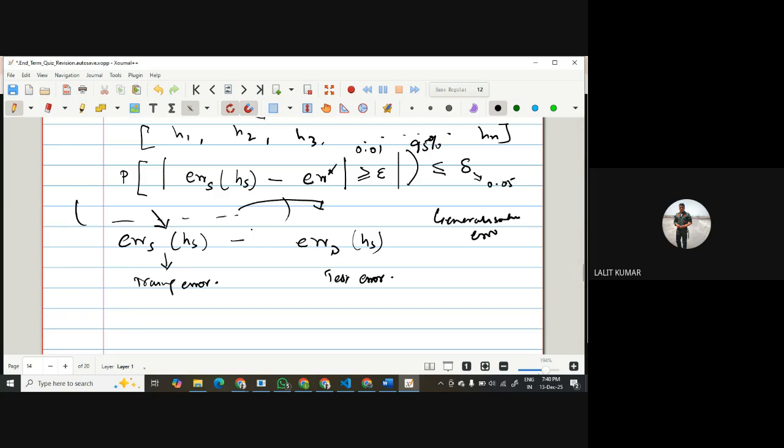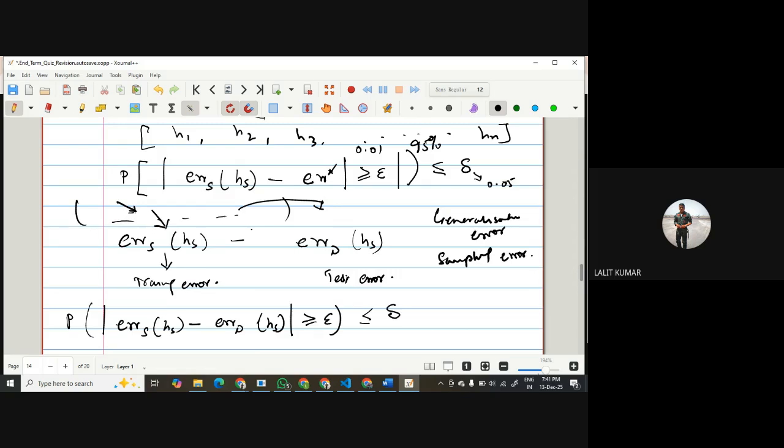This error is also known as sampling error, because if I collect incorrect samples in my training data set, then this will increase. And what did I achieve? I achieved that the probability of this error, R_S(h_S) minus R_D(h_S), is greater than epsilon. This I want to keep less than or equal to delta.